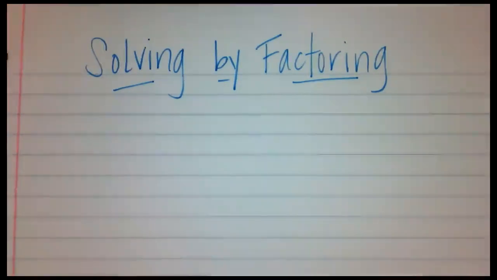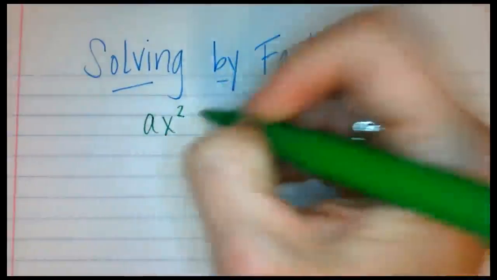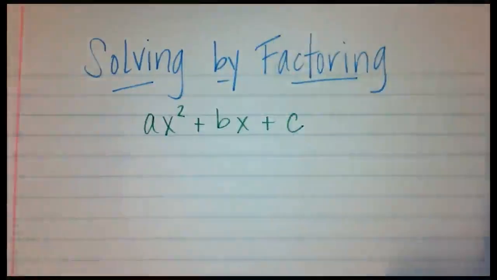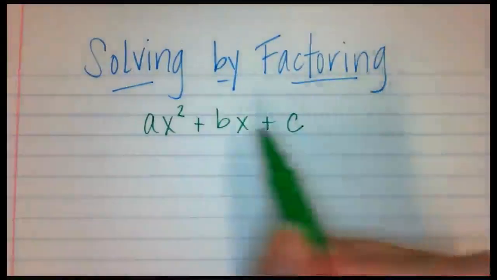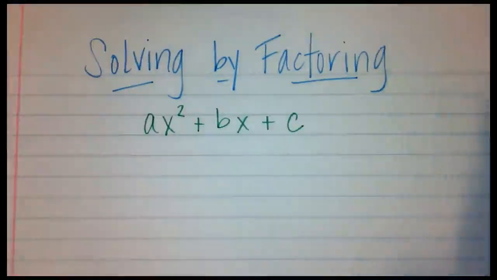We are going to look at solving by factoring. What we're talking about when we say solving by factoring is that we're going to be solving equations that involve x squared terms. We talked about this when we learned how to factor ax squared plus bx plus c. So we're going to look at factoring this in order to solve the equation.